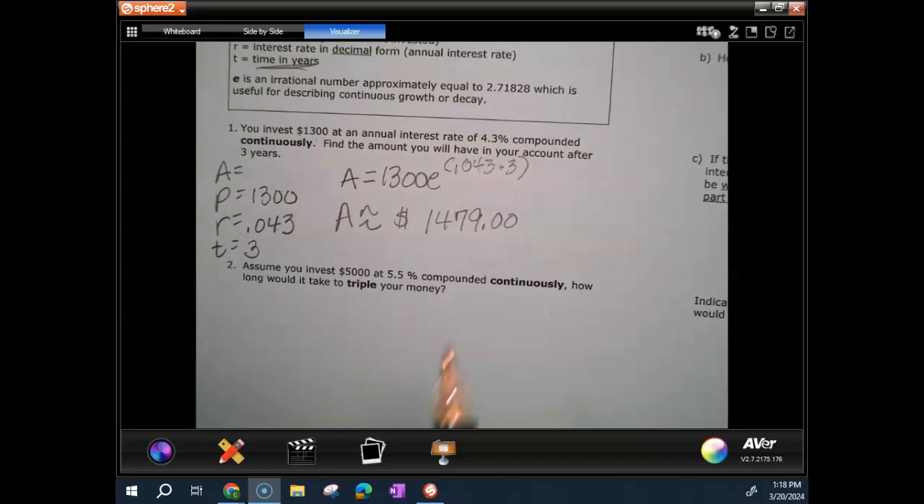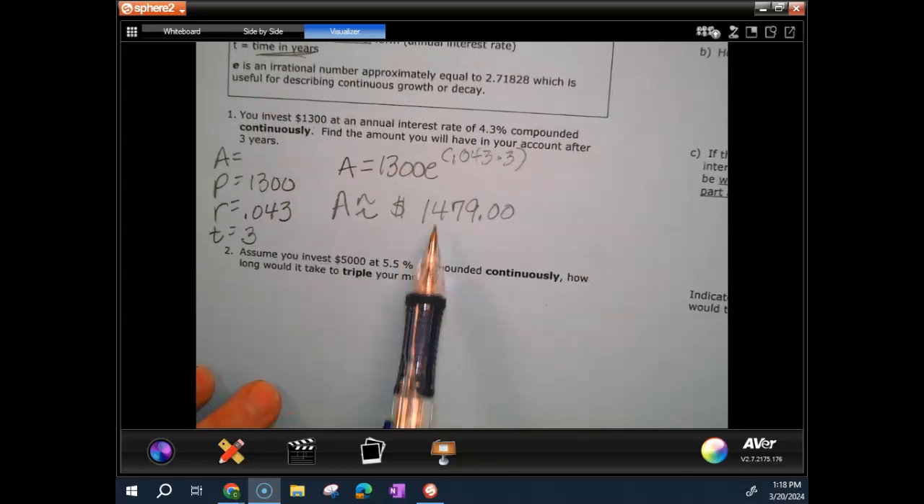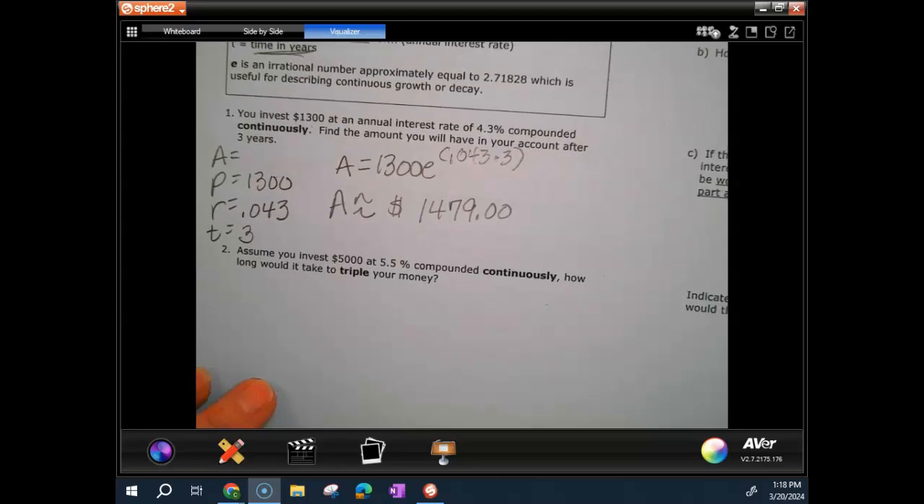And also, y'all, you'll notice when I'm writing, I'm not putting the comma, right? I don't put the comma. And the reason I'm not putting the comma, the Delta math counts it wrong if you put a comma there. So that's why I'm writing it without the comma, okay?